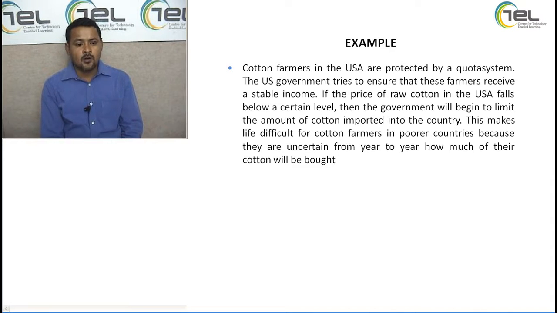So because of uncertainty about what they are actually going to get by selling their own commodities, to avoid this uncertainty, the US government will limit the supply or import of cotton from outside of the United States so that a particular price can be maintained for the cotton farmers of the United States. A similar import quota is also in place in the case of sugar in the United States.